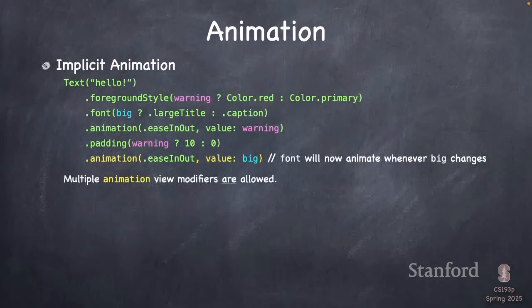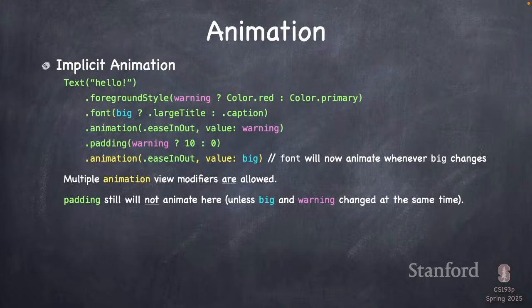And let's go another step and add another animation after the padding. This one depends on the value big. So this is going to animate that font. Anytime that big changes and the font goes from large to caption size, it's going to get animated. But it's still not going to animate that padding because that padding is not big. It's driven by warning, and it doesn't have an animation driving it. That animation is before. So the order here, super important.